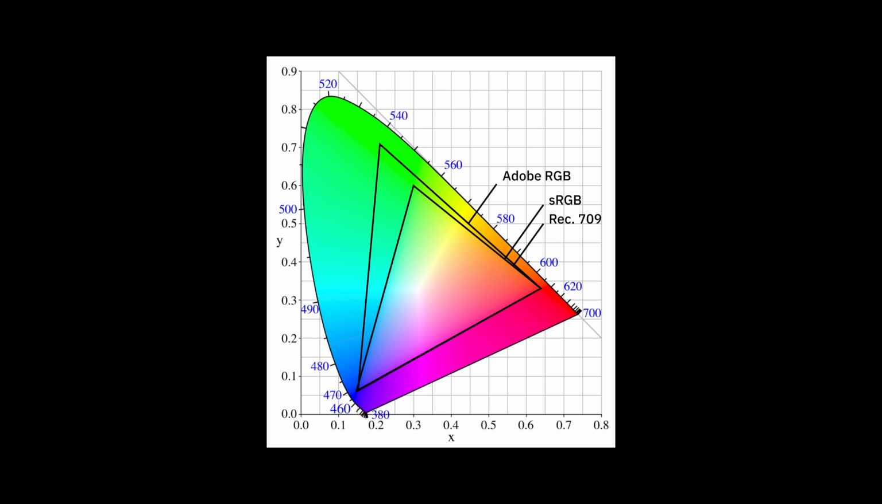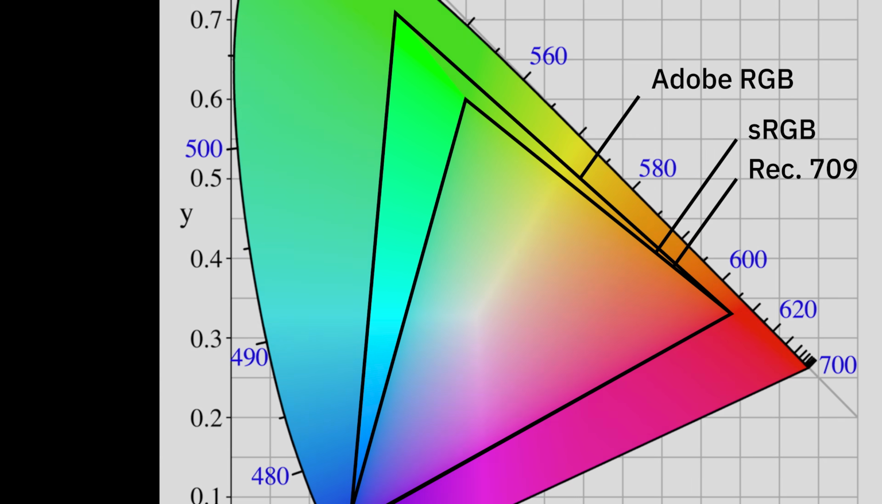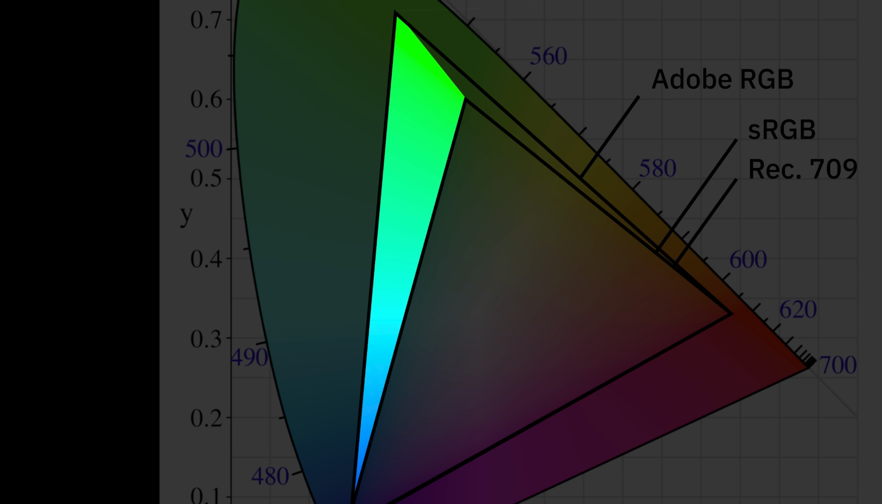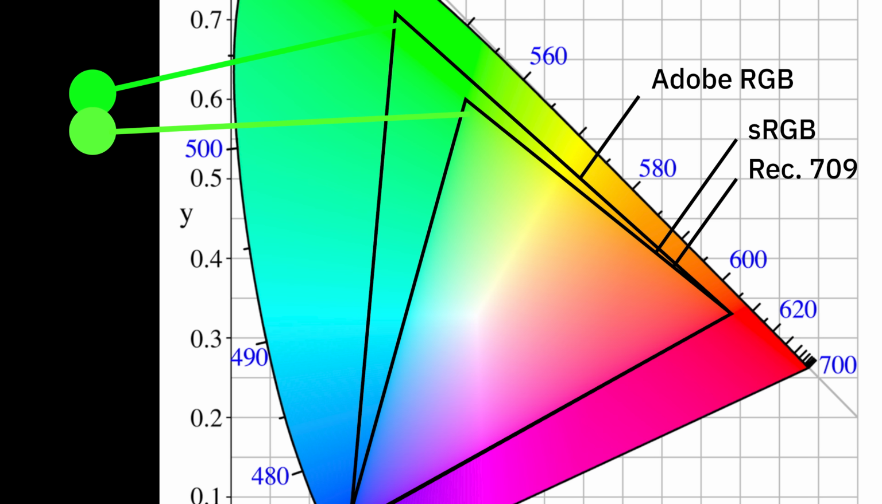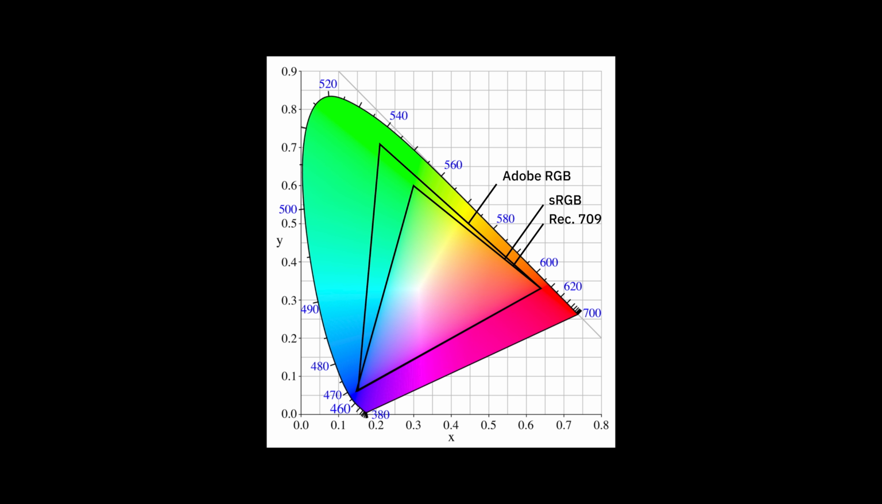Luckily, Adobe released another color space that expanded on the cyan and green areas compared to sRGB. So the greens here are way more saturated, while the sRGB green looks more washed out. Adobe RGB covers about 52% of the visible colors.